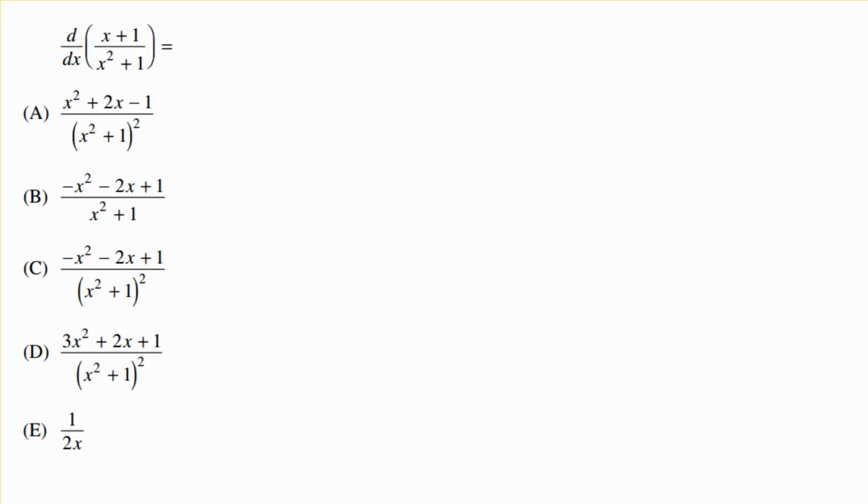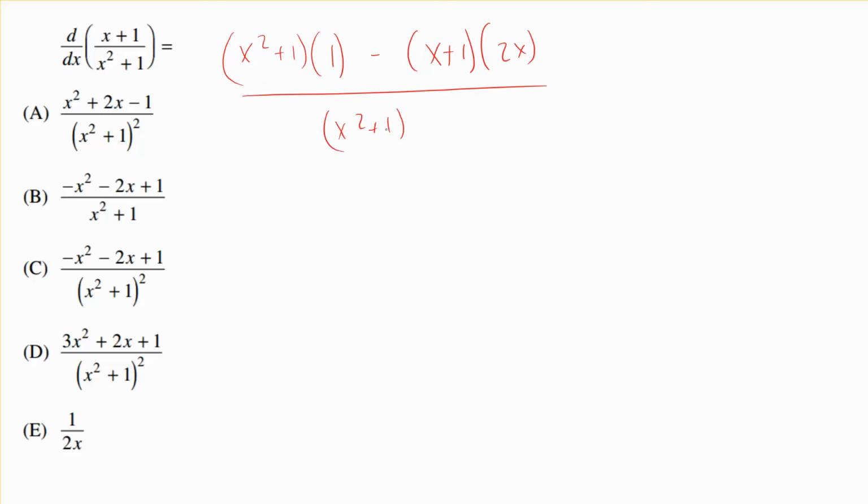All right, I got a function here, x plus 1 over x squared plus 1, and I want to find the derivative. So I'm thinking I'm probably going to have to do the quotient rule, which is low d high minus high d low over low squared. Now, that is not an option as it stands, so we are definitely going to be graded on a little simplification here, but it's not too tough.